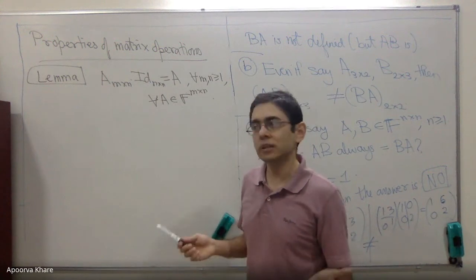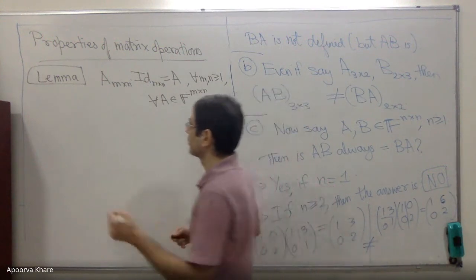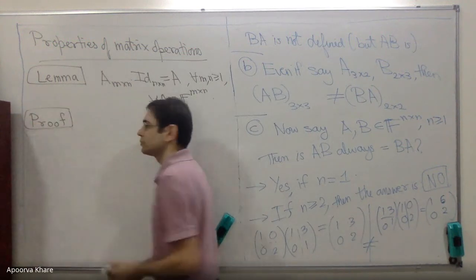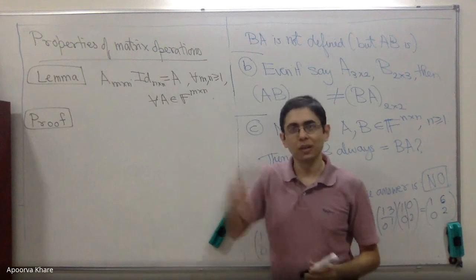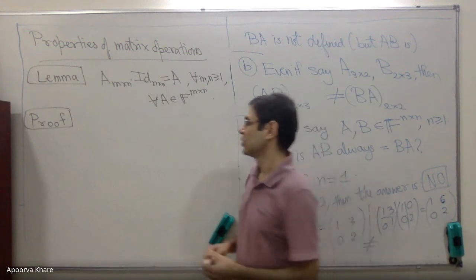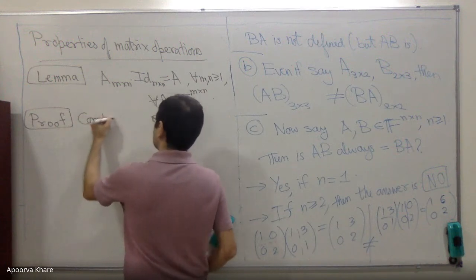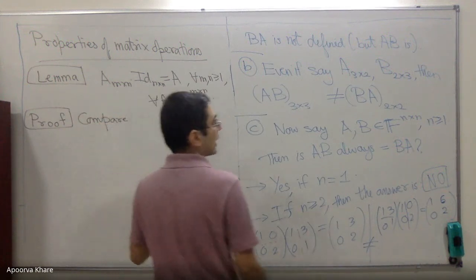So the way to show it is literally to show it entry by entry. So, proof. I'm working out this proof because you will get similar proofs to show in the homework, in homework 2. Okay, so proof. Let's compare the i, j entry.